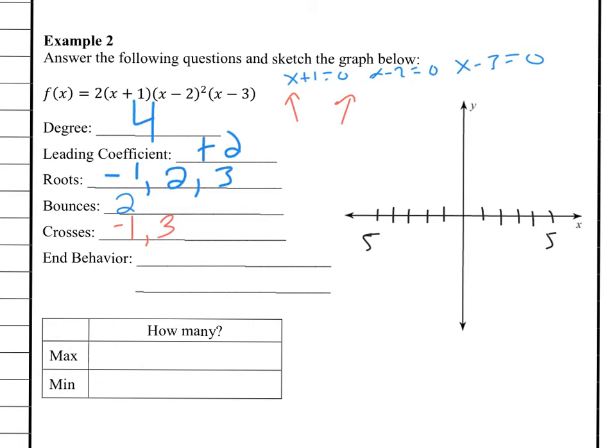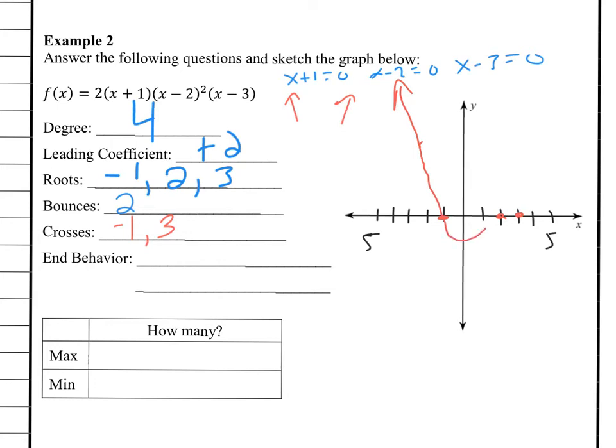Okay, so we have roots at -1, 2, and 3. Alright, we know it's supposed to be going up this way. So it's going to come up. We said at -1 it was going to cross, so it comes down below. And at the 2 it's supposed to bounce. So that's going to be kind of weird.